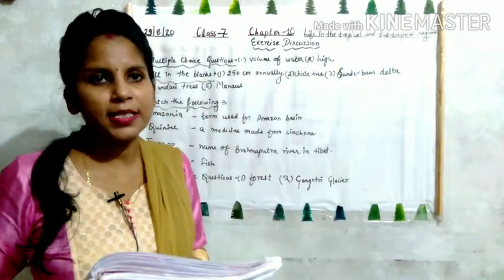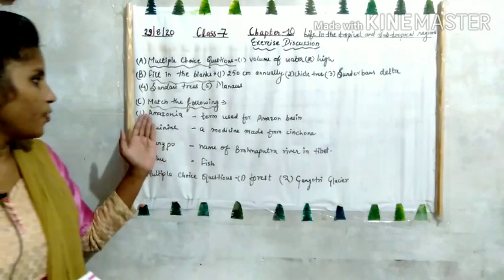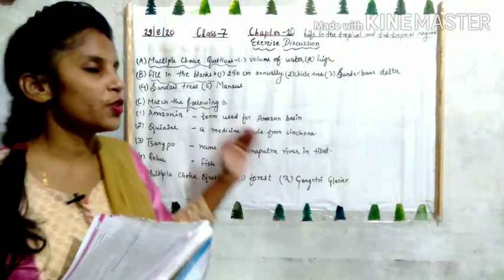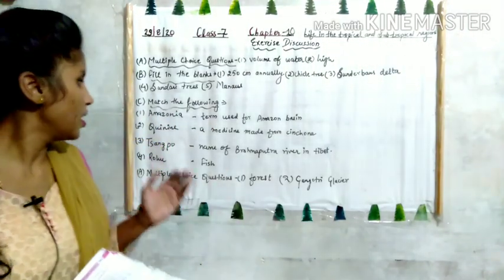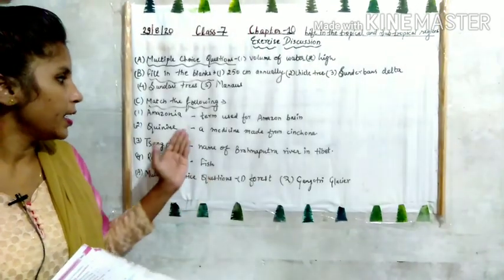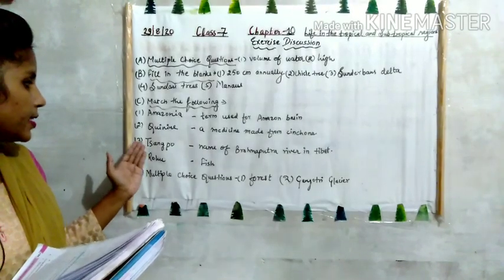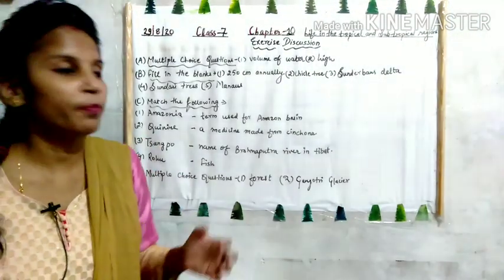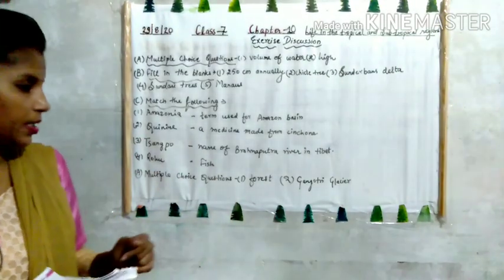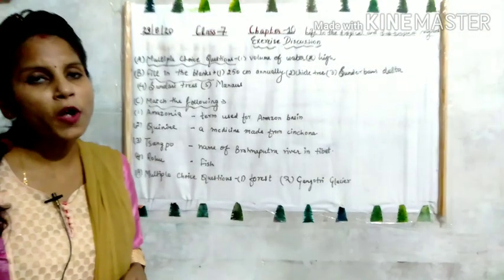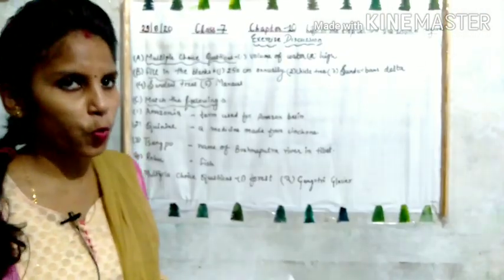Now question number C, that is match the following. First is Amazonia, that is a term used for Amazon basin. Then second is quinine, it is a medicine made from cinchona. Then third is Tsangpo, that is the name of the Brahmaputra river in Tibet. Then fourth is Rohu, and Rohu is a kind of fish.